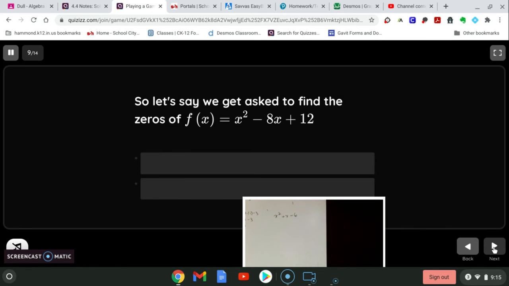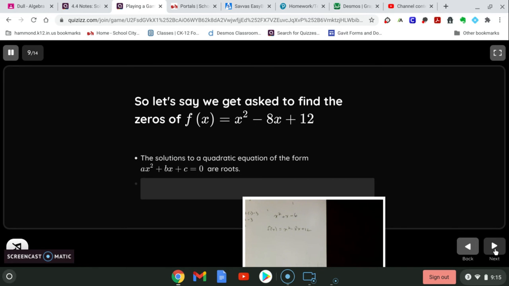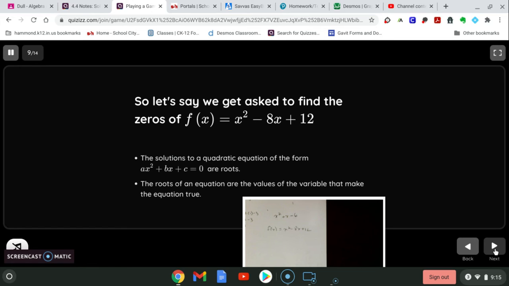So if we got asked to find, let's say, the zeros on this expression, well, if we make this thing equal to 0 and factor it, we can find the roots of the equation, the values of the variable that make that equation true. When is this thing equal to 0?